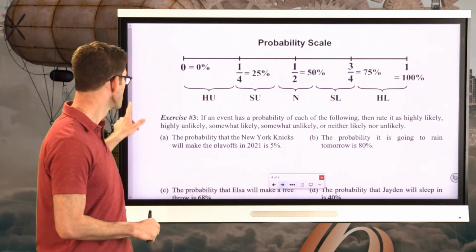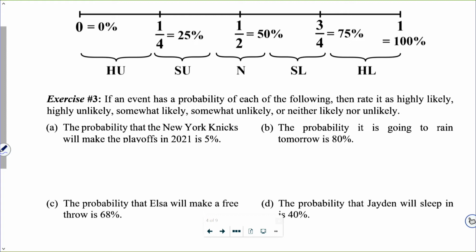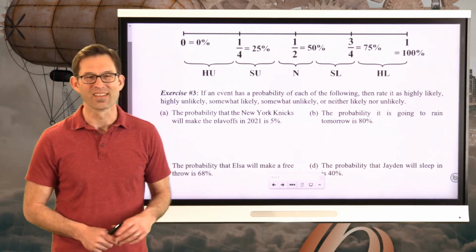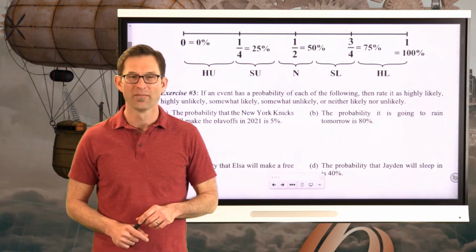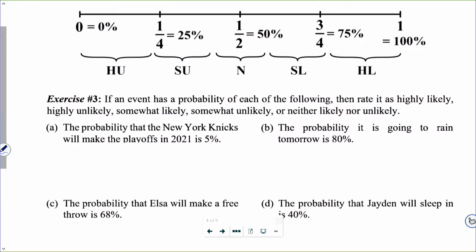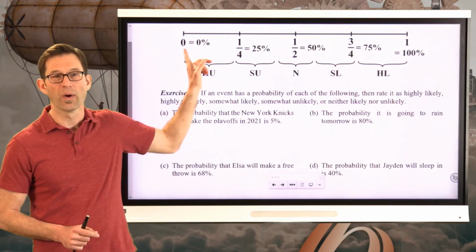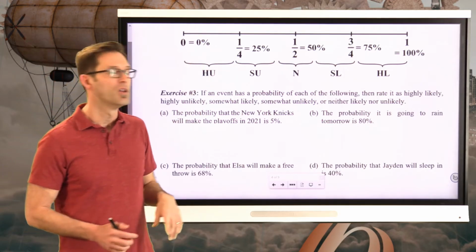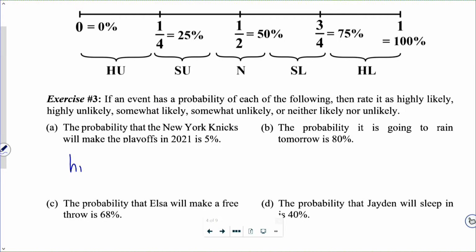Let's take a look at exercise number 3. If an event has a probability of each of the following, then rate it as highly likely, highly unlikely, somewhat likely, somewhat unlikely, or neither likely nor unlikely. Okay, so lots of choices there. Let's take a look at one of my favorite, letter A. The probability that the New York Knicks will make the playoffs in 2021 is 5%. All right, well, 5%, that's way down in this area, so that would be highly unlikely.